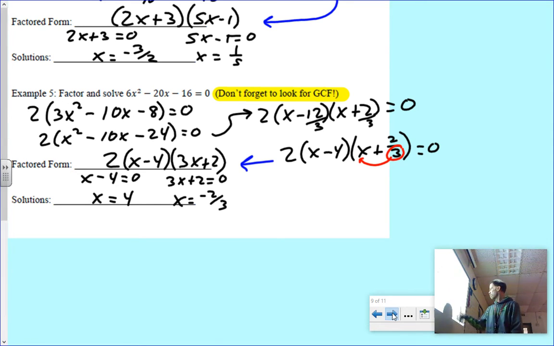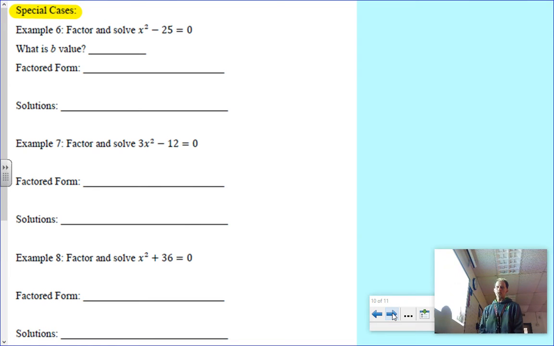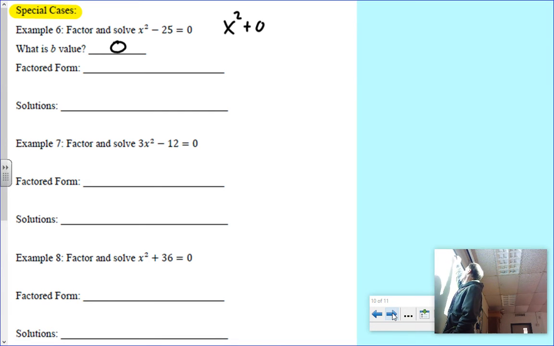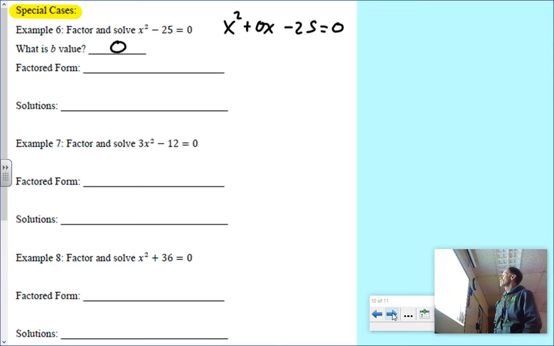All right, last thing to wrap up this video, we're going to talk about a couple special cases. Take a look at the next example here. We've got x squared minus 25 equals 0. Notice there's no b value. There's no x. So in this case, my b is actually 0. I wouldn't do this most of the time, but if you want to write this out visually, it looks like that.